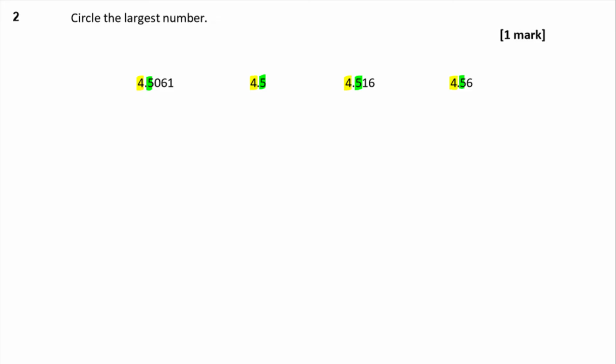Let's go along to the next digit. This one is a 0. This one, it's not showing. I'm just going to add a 0 in there because that must be 4.50, isn't it, if it's 4.5. So that one is 0, that one is 1, and that one is 6. Okay, so I can see then that this one is the biggest, because 6 is bigger than 1, which is bigger than 0, which is bigger than 0.